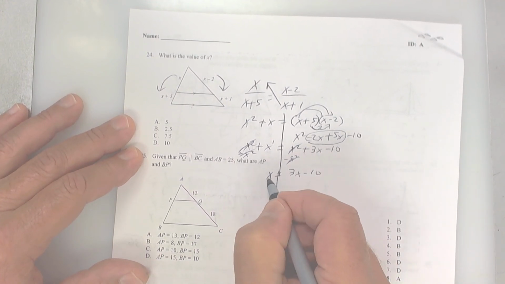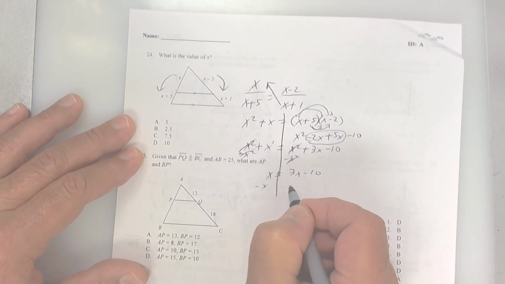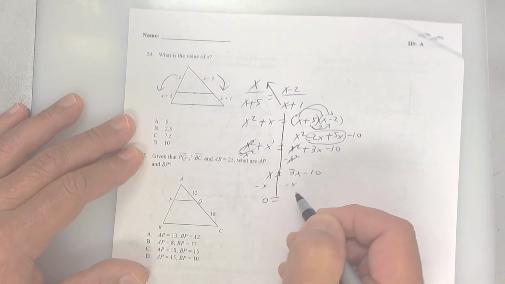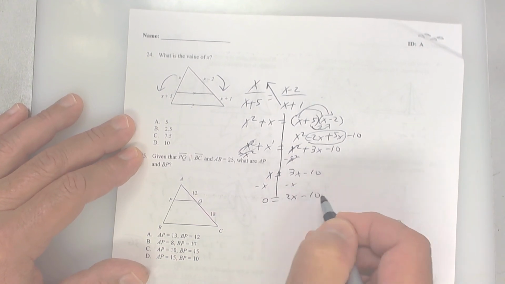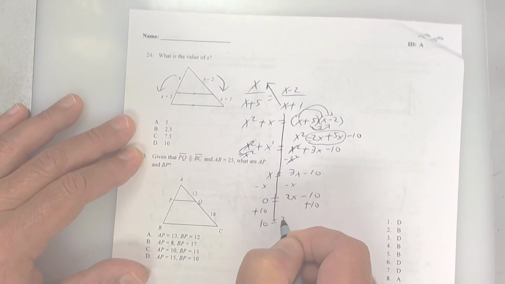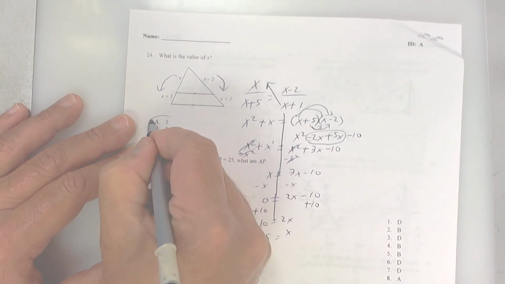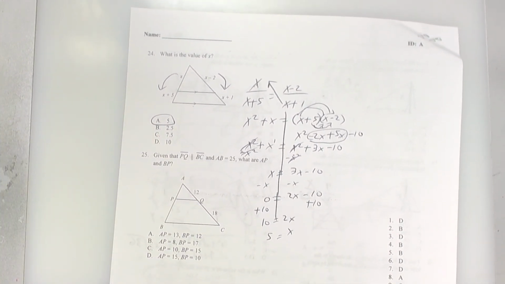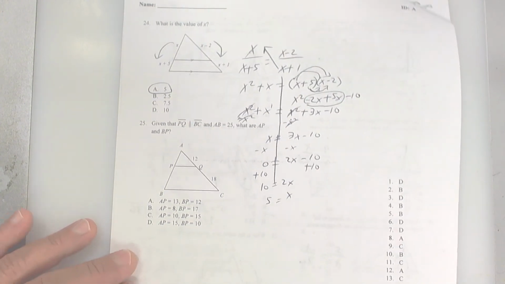What you're going to do here is get rid of the smaller x. So subtract x from both sides and get 0. Don't be afraid to write 0. Okay, you're going to add 10 to both sides, and you're going to get 10 is equal to 2x. You're going to divide and get x equals 5, and bam, there it is. And that required a little bit of work. All right, let's keep moving.